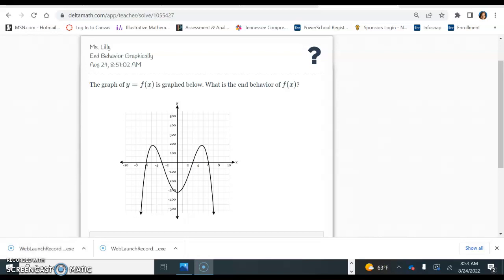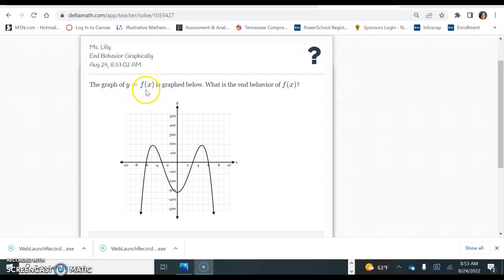All right, we're going to talk about end behavior graphically. So this is on Delta Math, and I just want to go through a couple examples quickly to explain end behavior. Once you figure out end behavior, hopefully it's pretty easy. But let's see what it says.